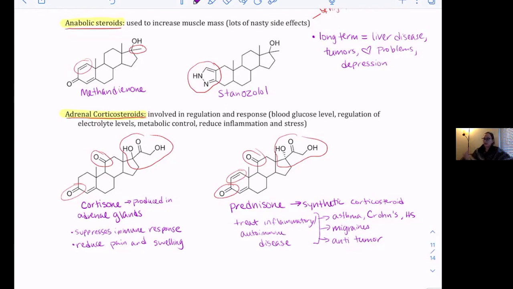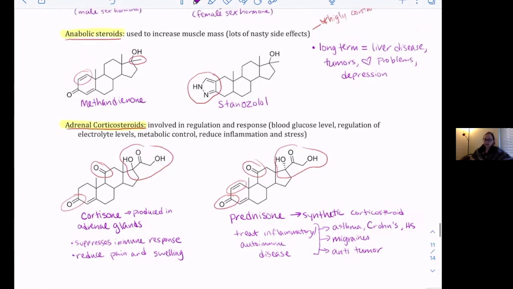For example, I had prednisone when I tore a ligament in my ankle, and the inflammation in my ankle was going to cause more damage than it would to protect my ankle. Since I was completely staying off that ankle, I needed to take this steroid to reduce the inflammation and help heal that muscle.